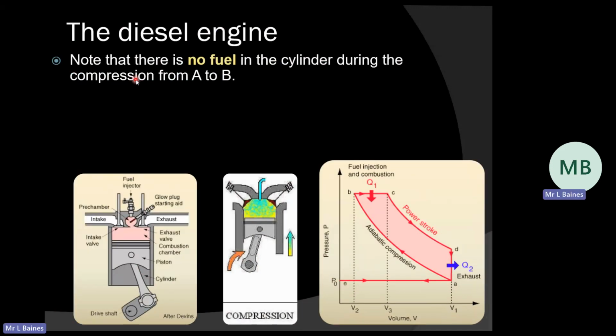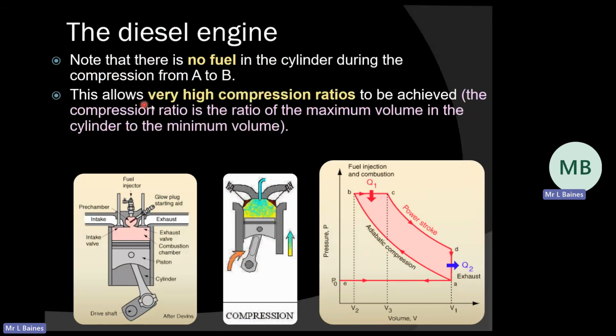Really important difference, and they do ask you about this, about the difference between petrol and diesel engines. There's no fuel in the cylinder during compression in a diesel engine. There is in petrol engines a fuel air mixture. In diesel engines, this is just air. Because it is just air, that allows us to achieve very, very high compression ratios without the fuel igniting straight away.